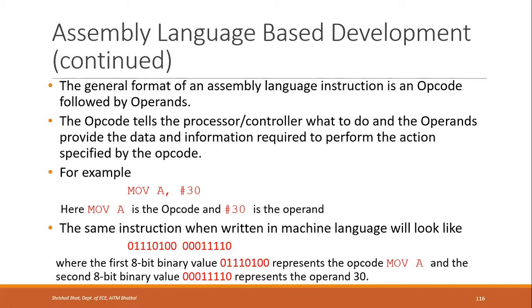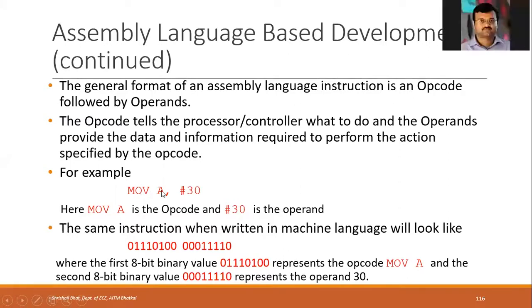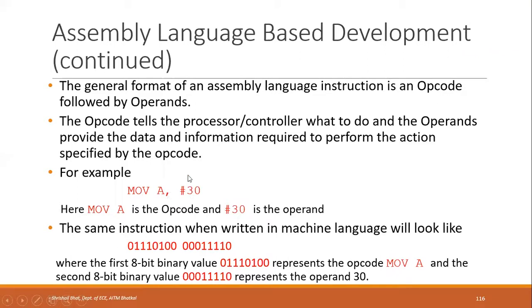For example, you have this instruction from 8051. Okay, MOV A, #30. Here MOV A is the opcode. So in 8051 you have a code for MOV A. That's why MOV A is the opcode in this case, and #30 is the operand. Okay, it's an immediate addressing mode with the hash, right? There are different addressing modes, again depending on how you are specifying the operands.